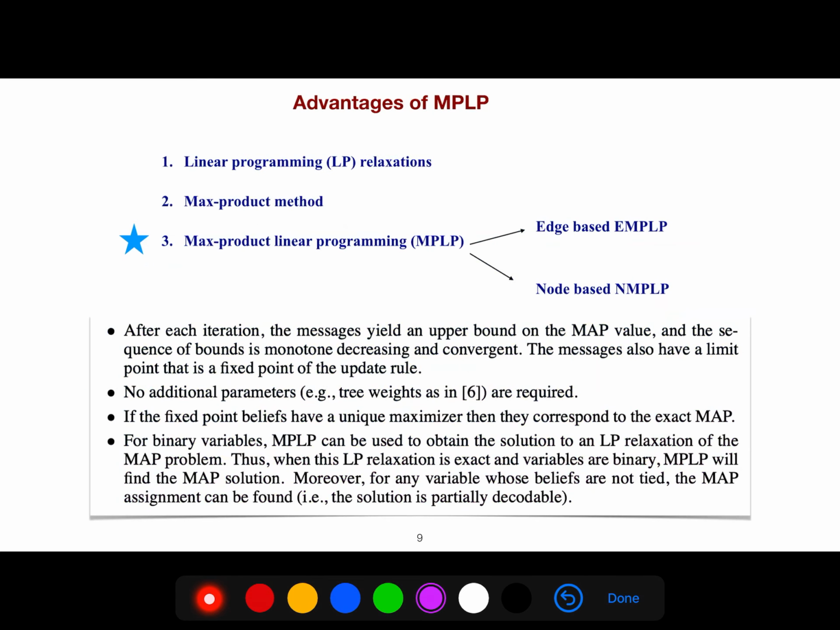So there are some advantages of using MPLP. You know, it's a combination of 1 and 2. It becomes 3. First of all, after each iteration, the messages yield an upper bound on the MAP, which is nice. There are no additional parameters. If the fixed point beliefs have a unique maximizer, then they correspond to the exact MAP. And for binary variables, MPLP can be used to obtain the solution to the LP relaxation of the MAP problem.